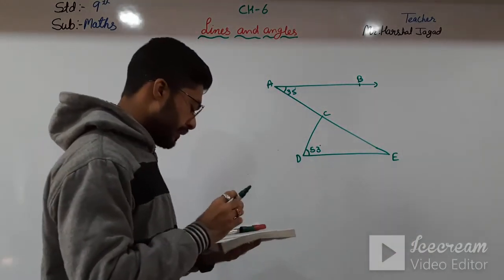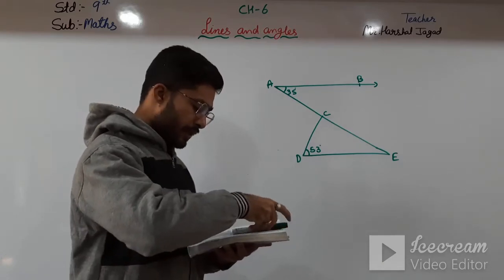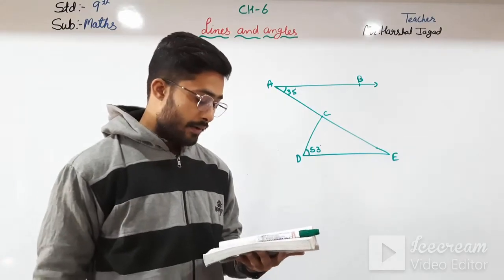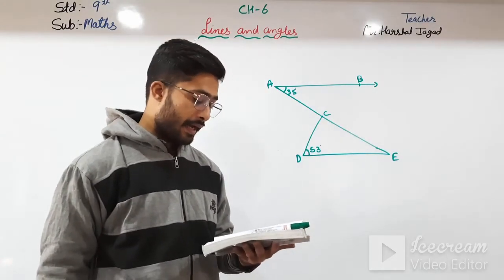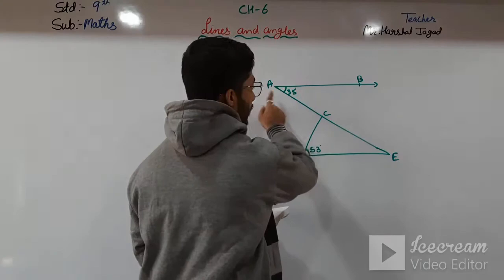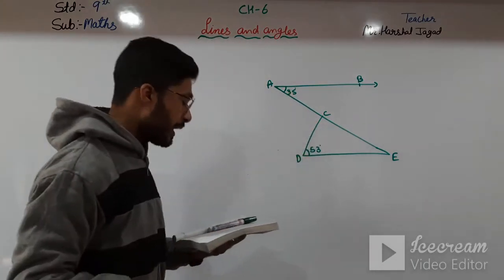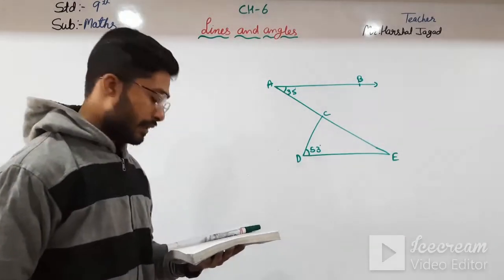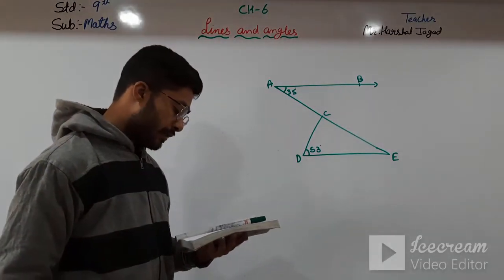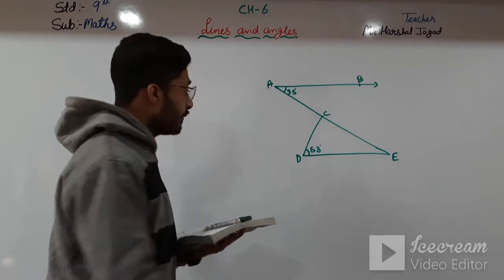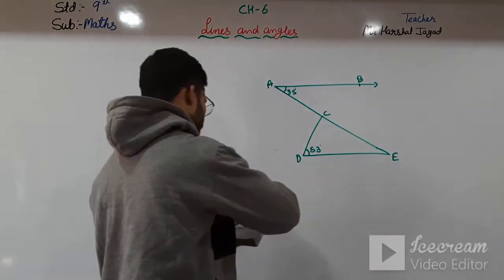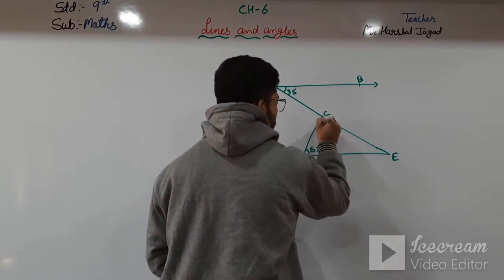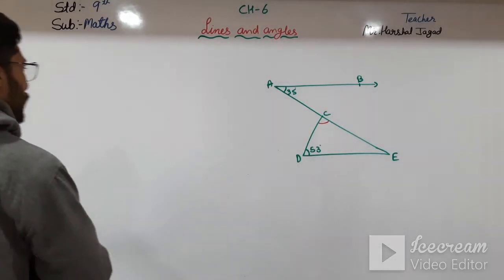Okay, so here I am just reading the question. In figure 6.41, AB is parallel to DE, angle BAC is equal to 35 and angle CDE is equal to 53, and they are telling us to find DCE. We have to find this angle, which I am marking with the red marker.